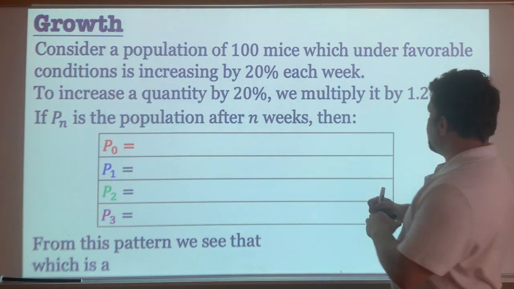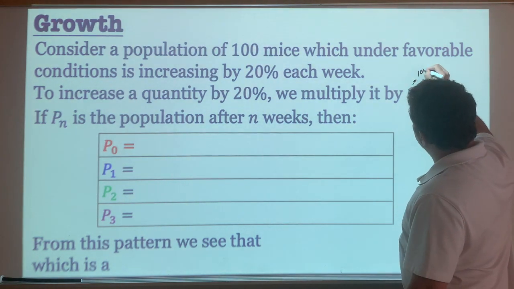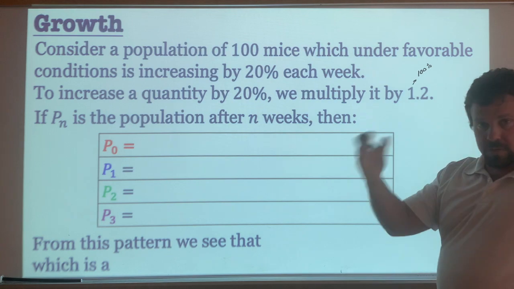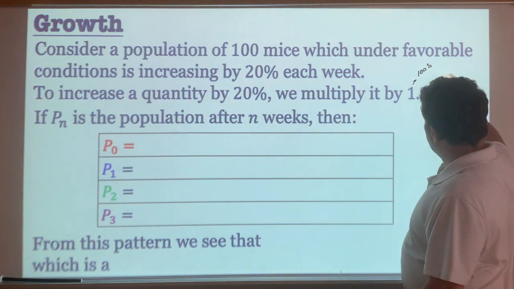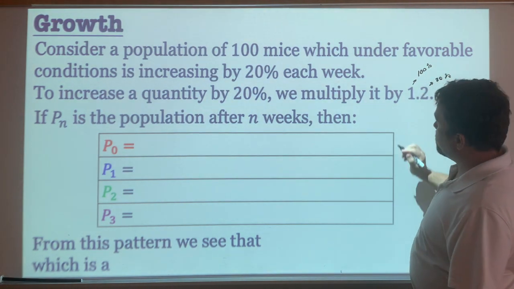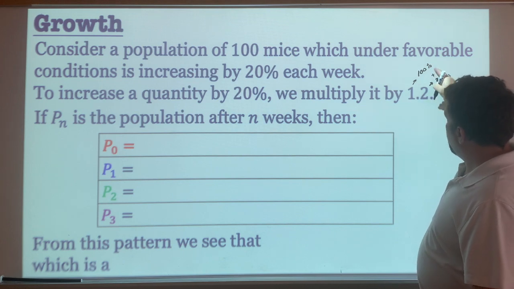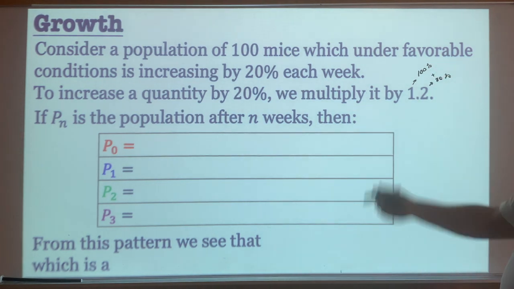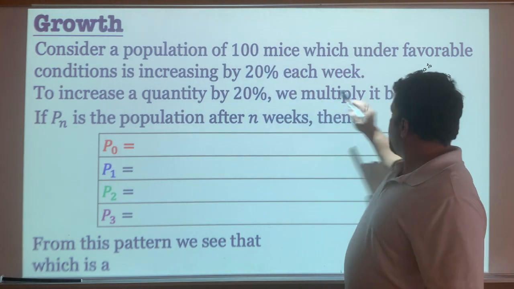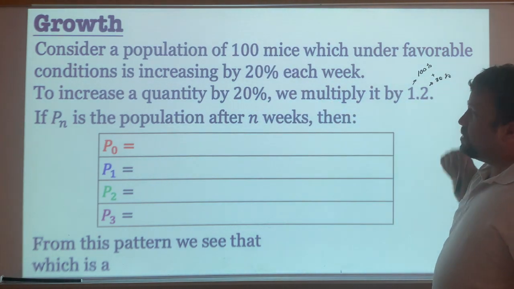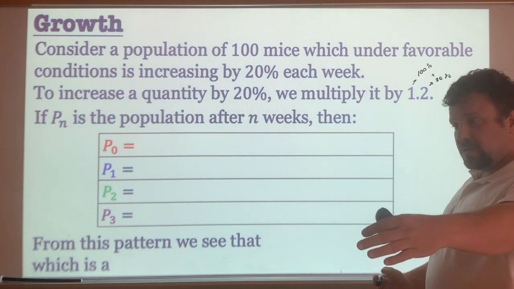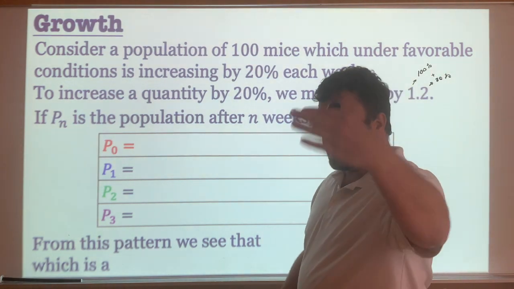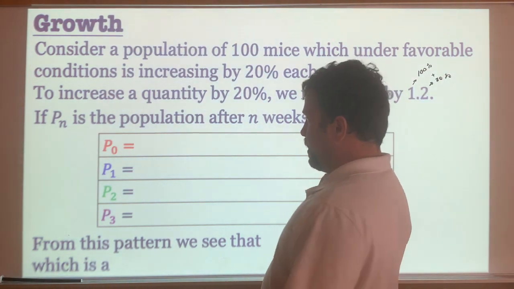Okay, the reason for that is this one right here is your 100%. That's you keep the same amount. This 0.2 is the 20%, all right? So you're adding 100% and 20%, which is 1.2. So you take the original amount, 100, multiply it by 1.2, you get your new amount. Multiply that by 1.2, you get another amount. Multiply that by 1.2, and you keep on going up and up.